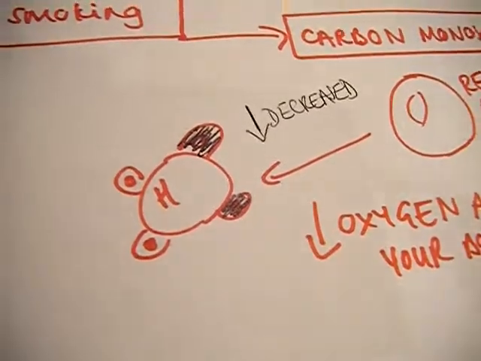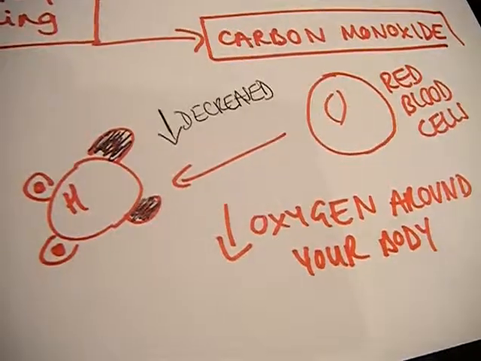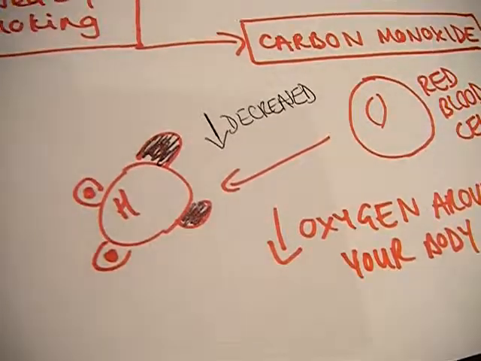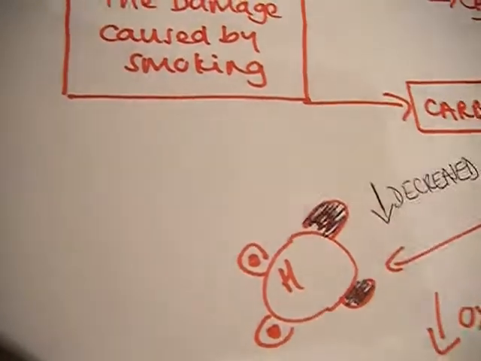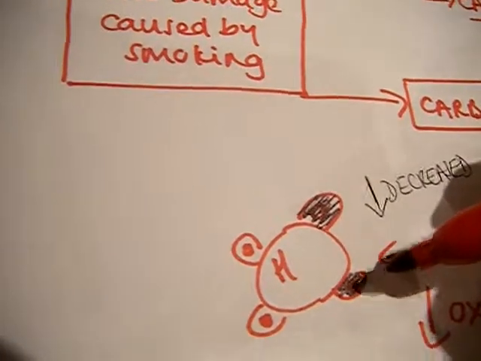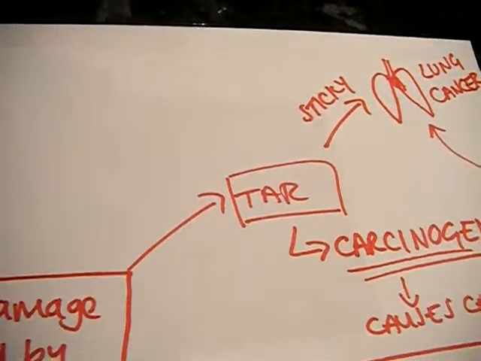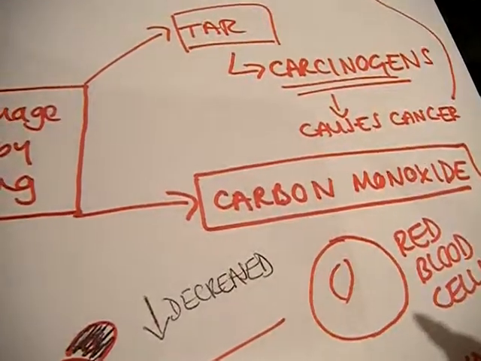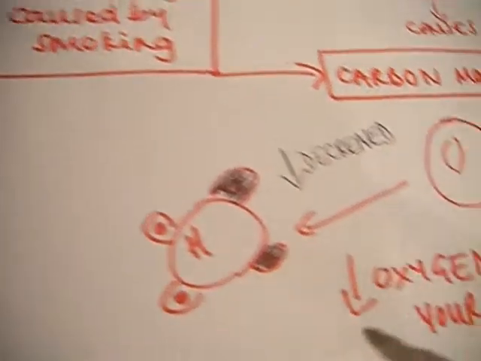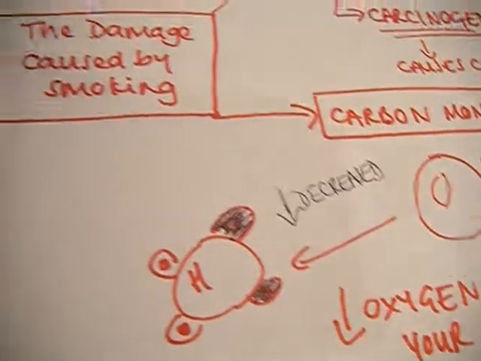So what that means is that you become out of breath. When you start doing physical activity, your muscles are going to start hurting because you can't get as much oxygen around. So carbon monoxide is just an all-round nightmare. It gets into the hemoglobin, displaces the oxygen, so the oxygen can't bind because the carbon monoxide's in the way. So you get less oxygen carried around your body. So now we've just done tar, which contains carcinogens which cause lung cancer, and carbon monoxide, which sticks to hemoglobin and decreases the oxygen carrying capacity of hemoglobin.